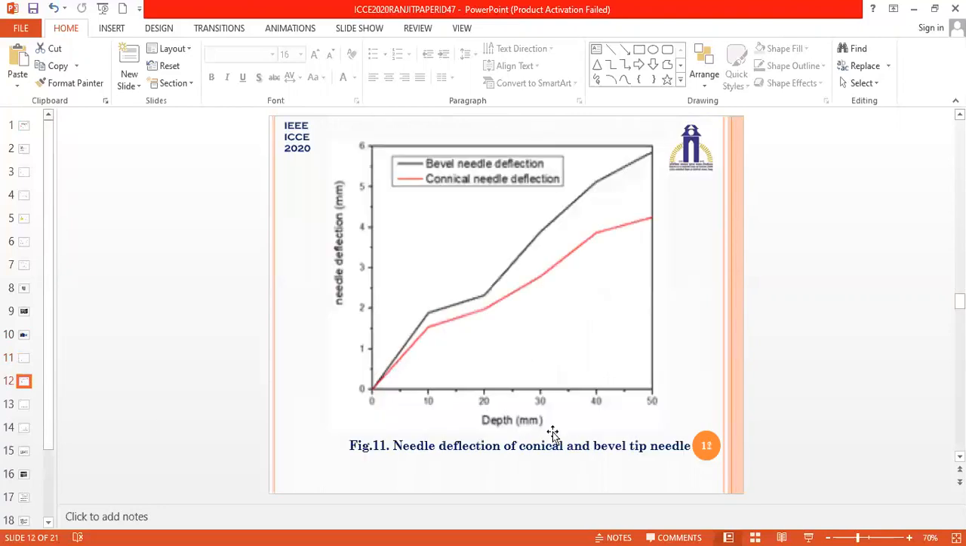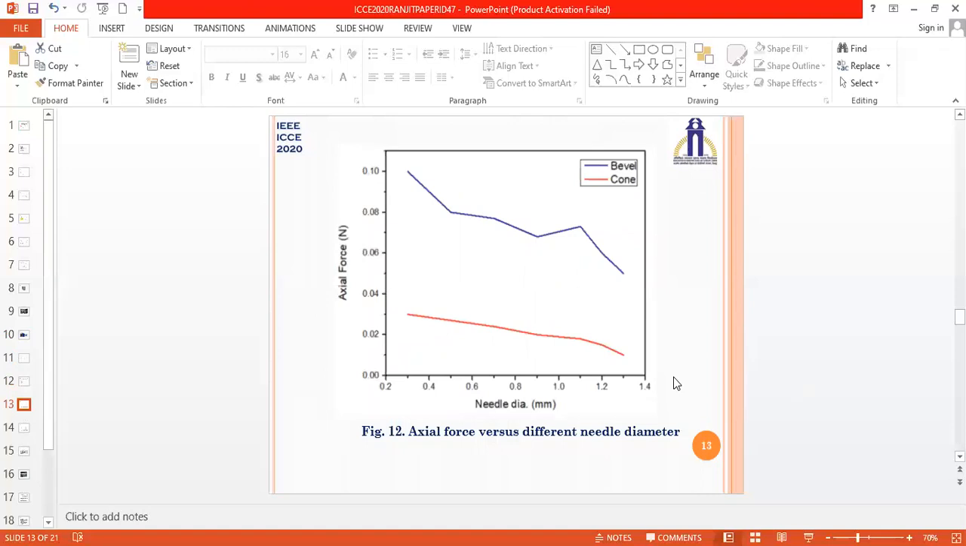Here we use two types of needle. One is the bevel type and one is the conical type. Needle deflection is maximum for the bevel type of needle rather than the conical type, due to the inhomogeneous shape of the bevel-tipped needle. We also did the force analysis, and we find that the maximum force is generated by the bevel tip injection rather than the conical tip, also due to the inhomogeneous geometric shape of the bevel tip.